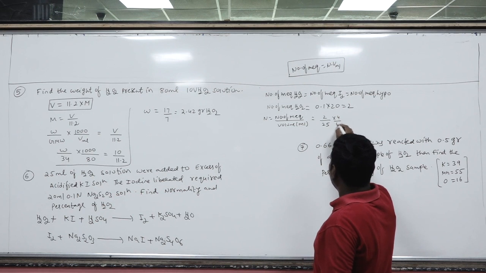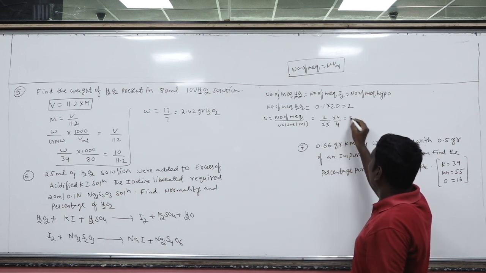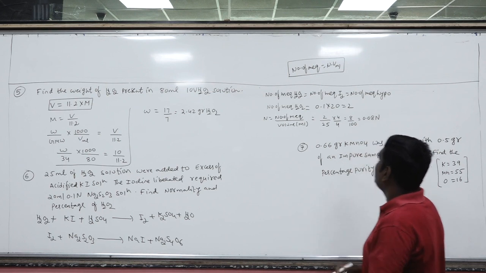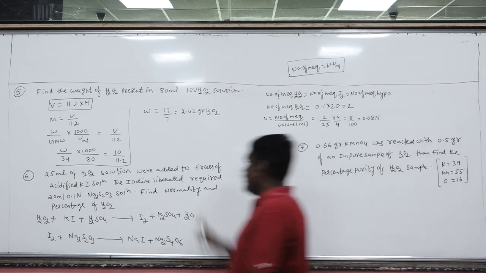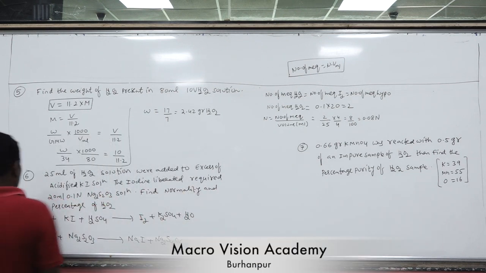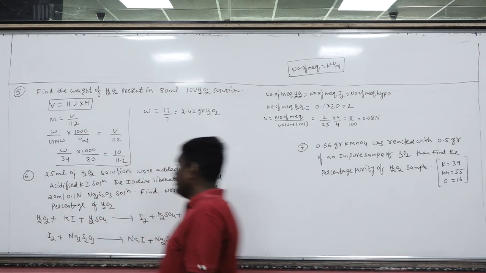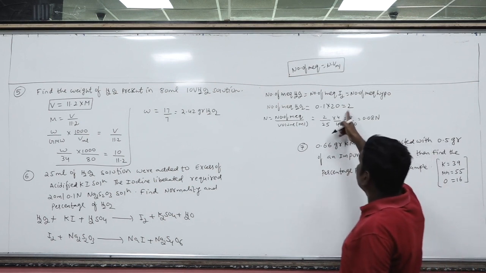Okay. Multiplying by 4, dividing by 4, so the denominator will be 100, 8 by 100. So the answer will be 0.08 normal. Okay. Now this is the normality. Now come to percentage. That means in 100 ml of solution, how many grams of the H2O2 solute will be present? Now, how many milliequivalents are there?